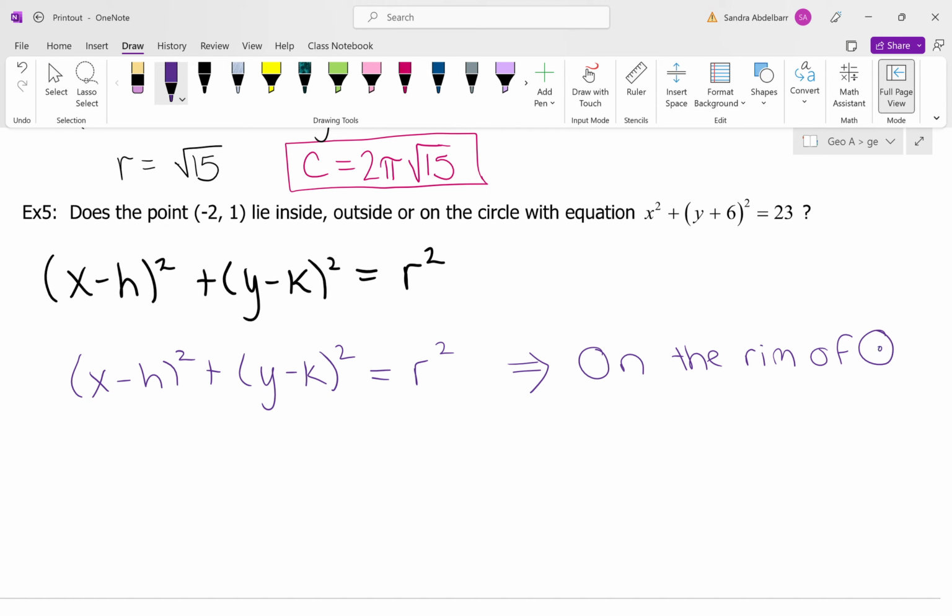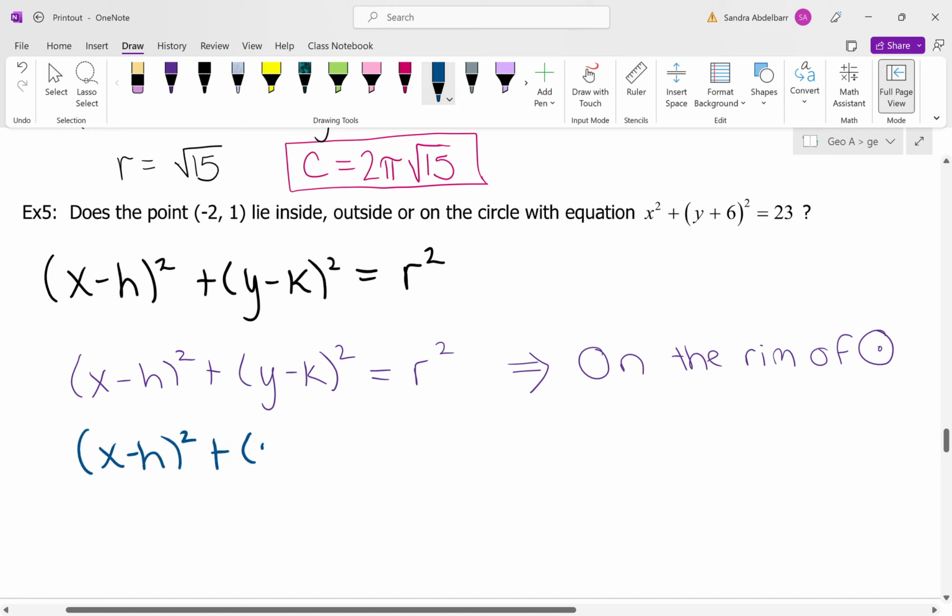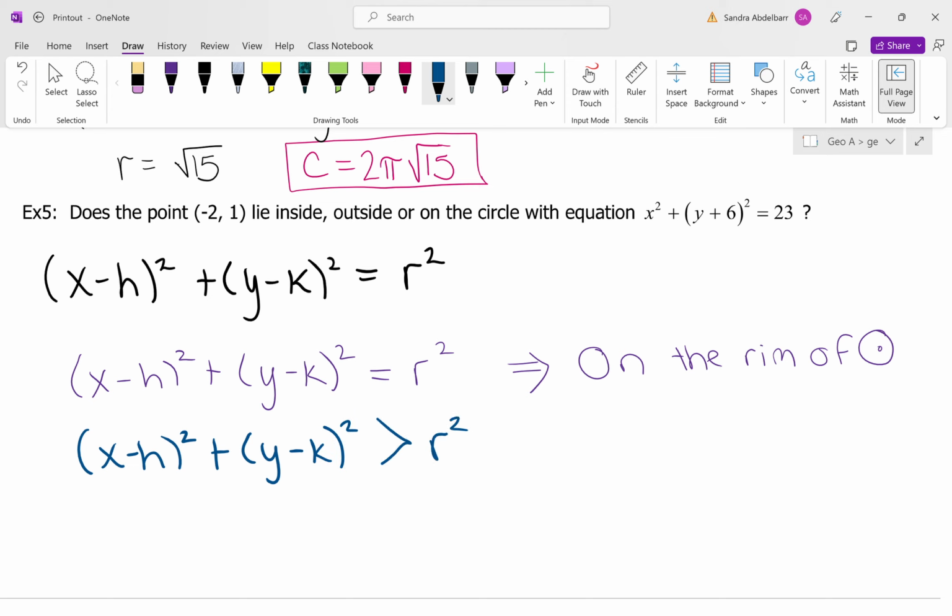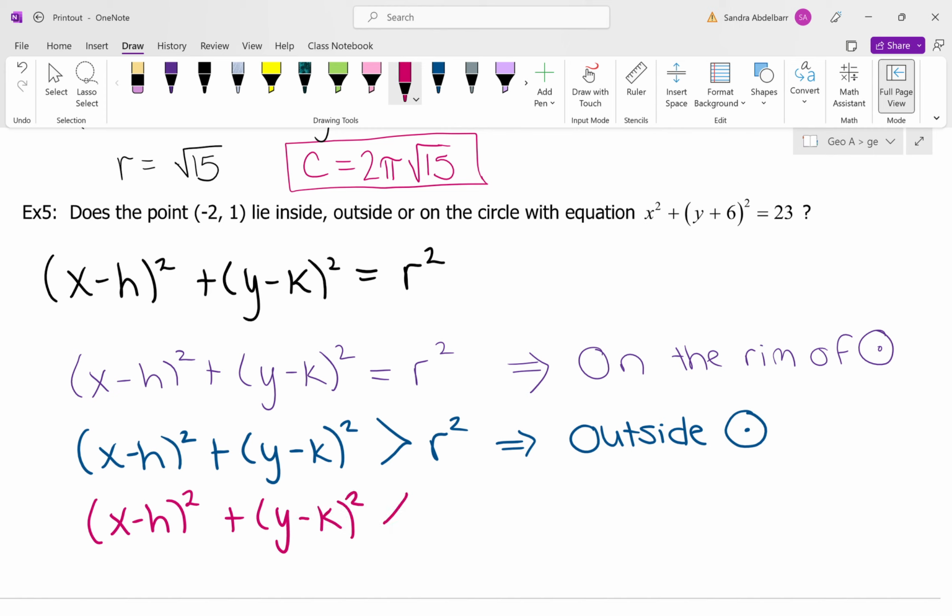But let's say we plug in x and y, and we have (x minus h) squared plus (y minus k) squared is greater than r squared. Then we are going to end up outside the circle. And the last one is if we plug in for x and y and we end up with (x minus h) squared plus (y minus k) squared is less than the radius squared, we are going to end up inside the circle.